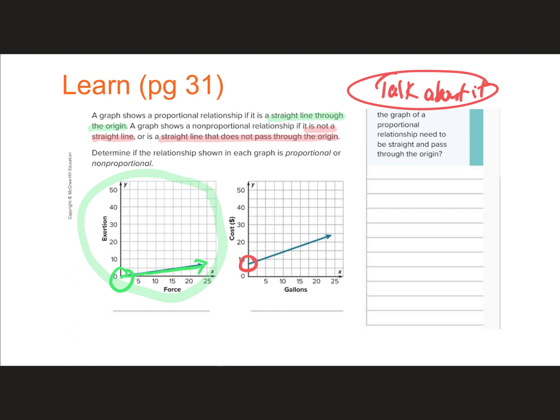All right, so hopefully what you're thinking is that when a graph is a straight line, it has a constant rate or a constant ratio. And we've talked a lot about that in the past few lessons, having a constant ratio, right? So as it goes up at the same rate, when you graph it, it's going to form a straight line.